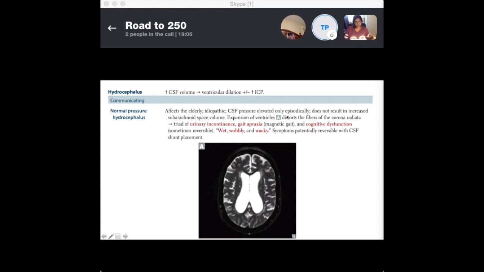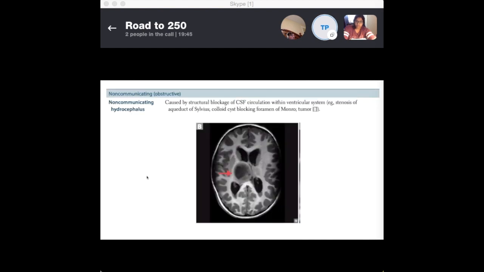I've read from DIT is where I got its CSF pressures not elevated. So I guess episodically, it could be normal to not elevated, and does not cause an increase in subarachnoid space volume. So I guess that's important. And then you will see expansion of ventricles, as you see, and distortion of fibers of the corona radiata. And then you get the triad, wet, wacky, wobbly, and symptoms potentially reversible with CSF shunt replacement. So that's our normal pressure hydrocephalus.